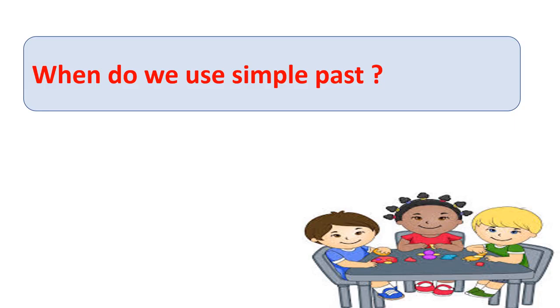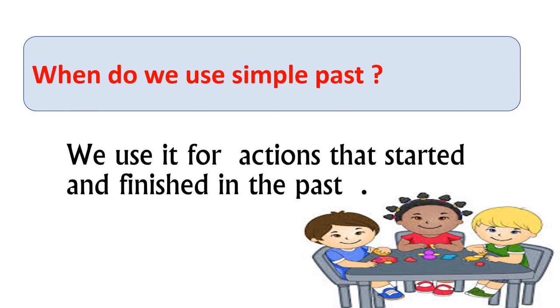When do we use simple past? We use it for actions that started and finished in the past. So we use the simple past for actions that happened in a specific time in the past, not now, in the past. And this action started, happened, and finished.